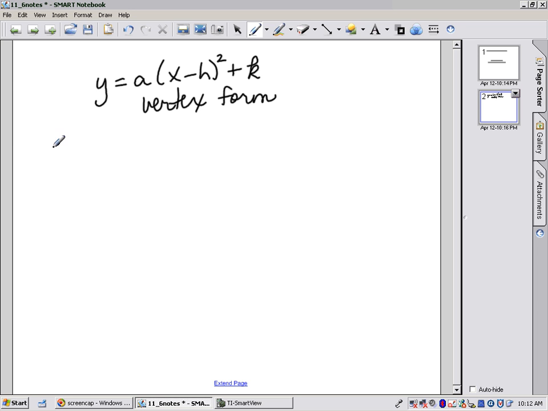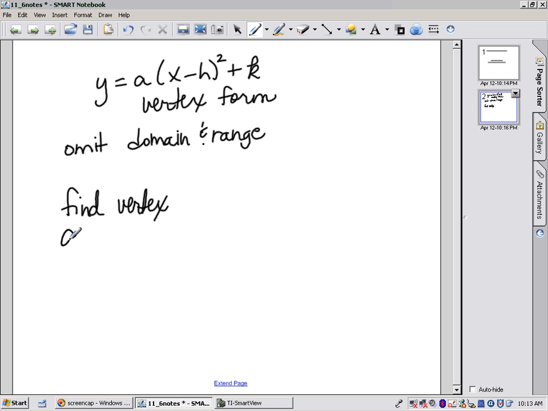Let me start with one other thing. You don't have to worry about the concept of domain and range. That's going to be a topic you'll cover extensively in college algebra or math modeling, so don't worry about that concept for right now. Really, you're going to need to be able to find the vertex and graph the equation. Okay?